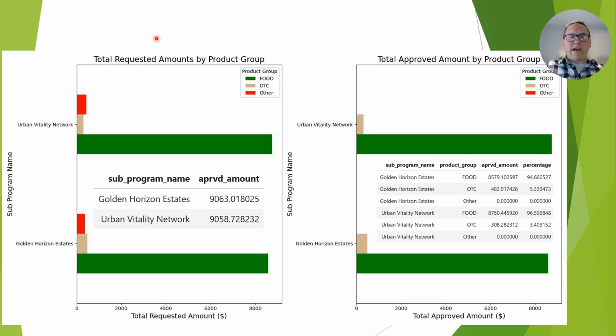On the left, we have the requested amounts by product group. Notice in the red is other. These red actually represents rejected purchases. Now, they requested several $100s in products that were filtered out and not allowed to be purchased. But note on the approved side, none of those restricted purchases were actually granted.